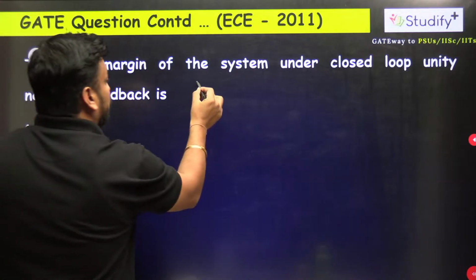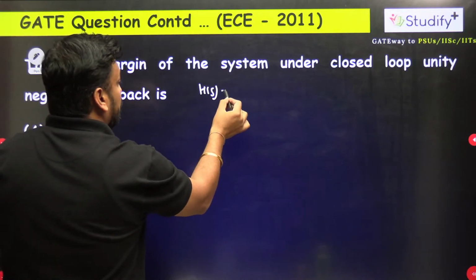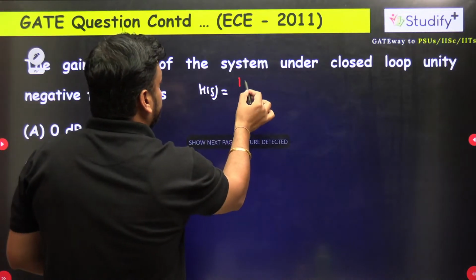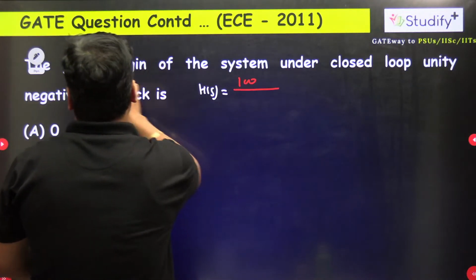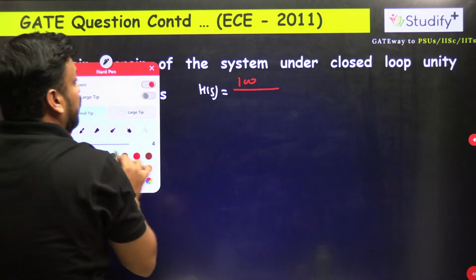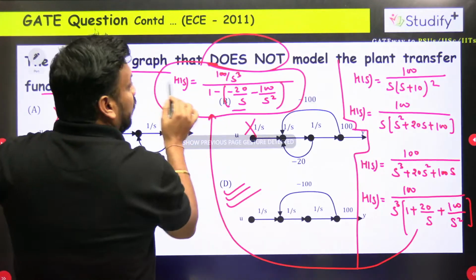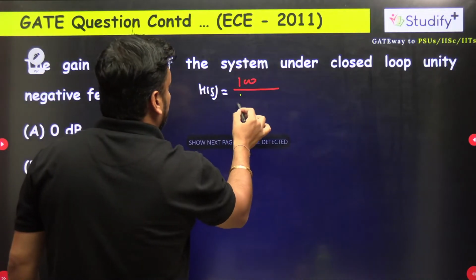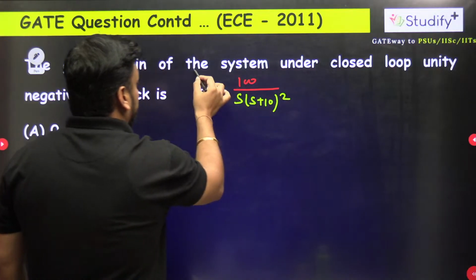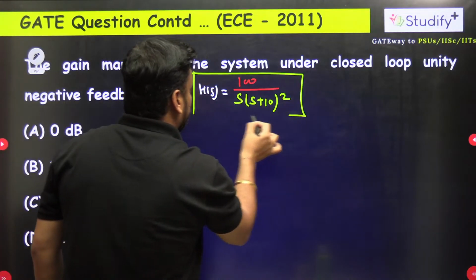Oh sir, what is the plant transfer function? H(s), feedback तो वही है वैसे भी. And plant transfer function था 100 upon S. I am writing here 100 upon S into (S plus 10) का whole square. This is the only question, guys. Yes or no? ये तो था.